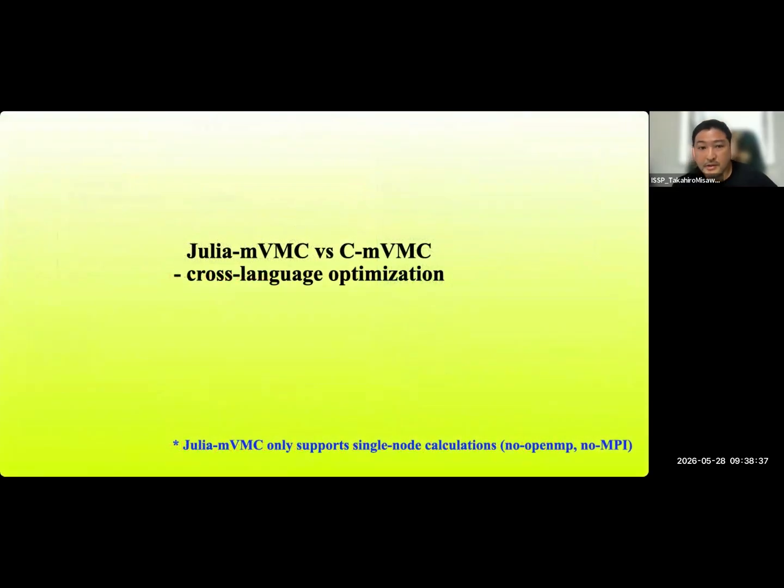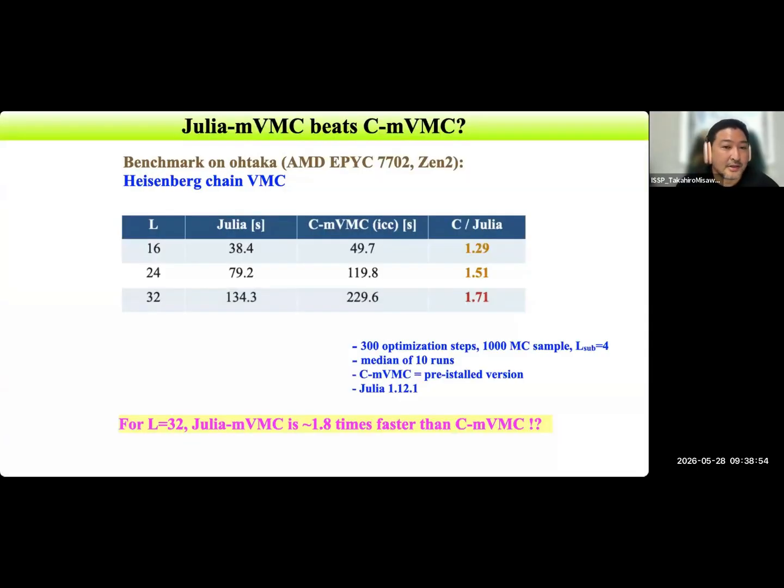Anyway, here I compare the speed of Julia MVMC with the C MVMC. Surprisingly, I found that Julia MVMC is faster than C MVMC. I will explain the details of that.